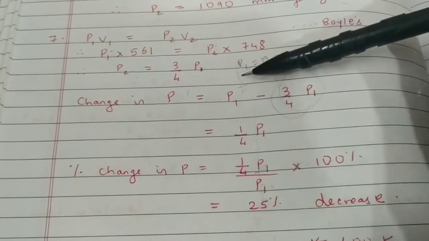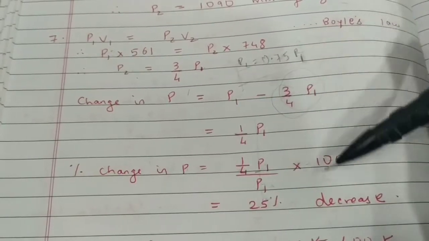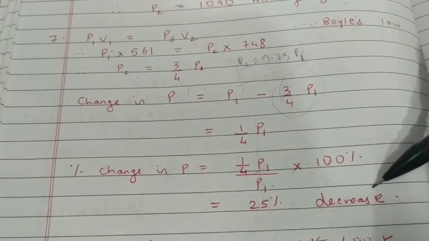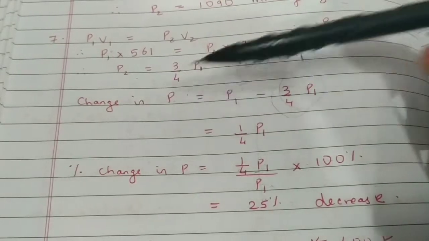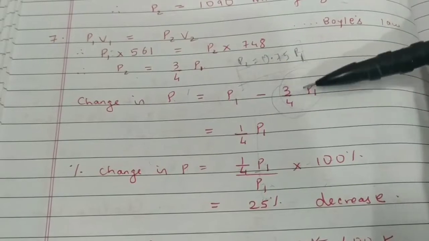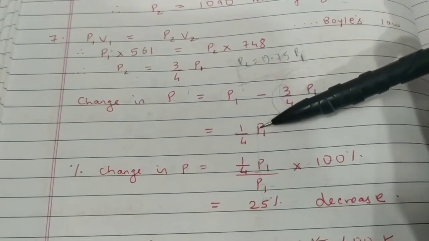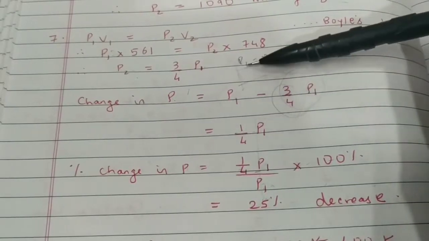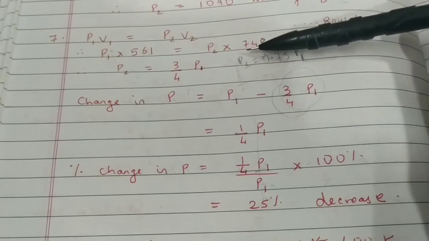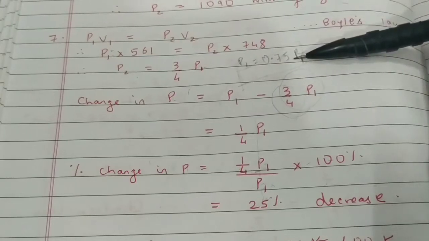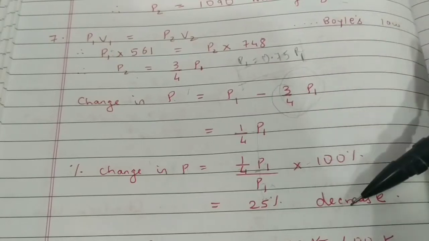And you can see that P2 is smaller than P1. So you have to mention here decrease. Because change in pressure, we used initial minus final, not final minus initial, so that we get a positive value. So if the final pressure was greater than the initial pressure, then we would have written here increase.